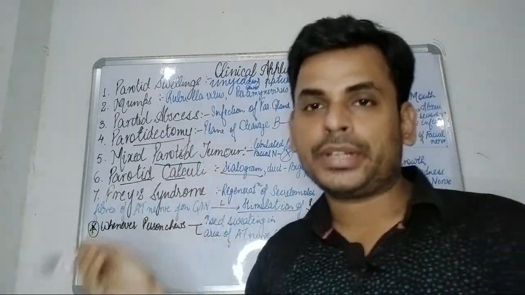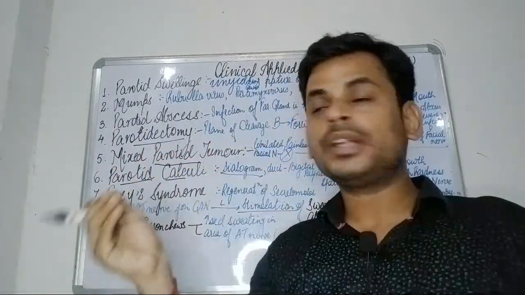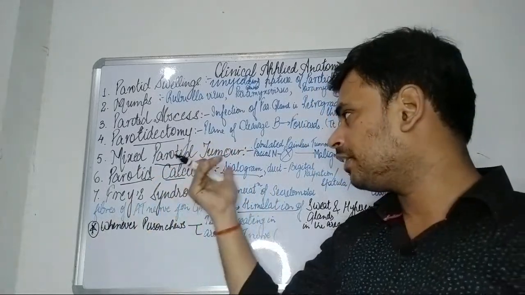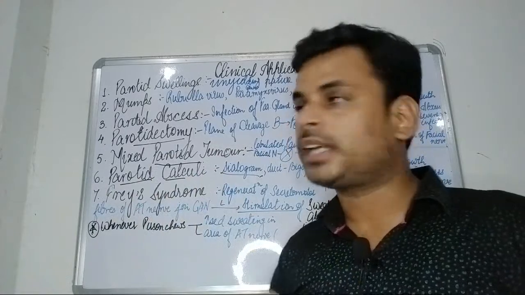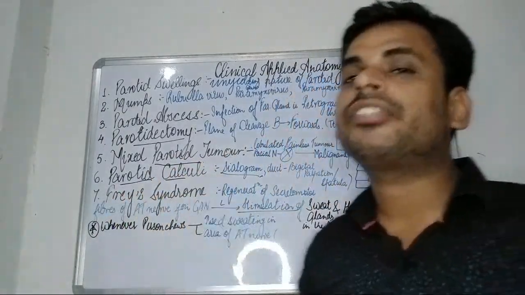A slowly growing small lobulated mass, which can sometimes undergo malignant transformation as well. After that, it is the parotid calculi. A stone can form in the duct of the parotid gland, and it is diagnosed with the help of a radio-opaque dye, which is the sialogram. And last but not the least, it is the Frey syndrome or the auriculotemporal nerve syndrome.